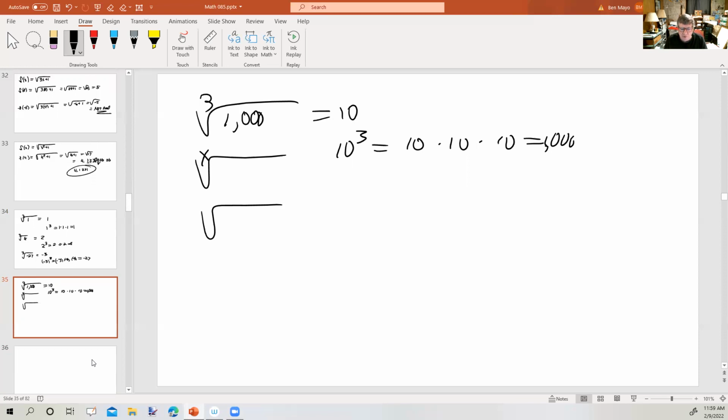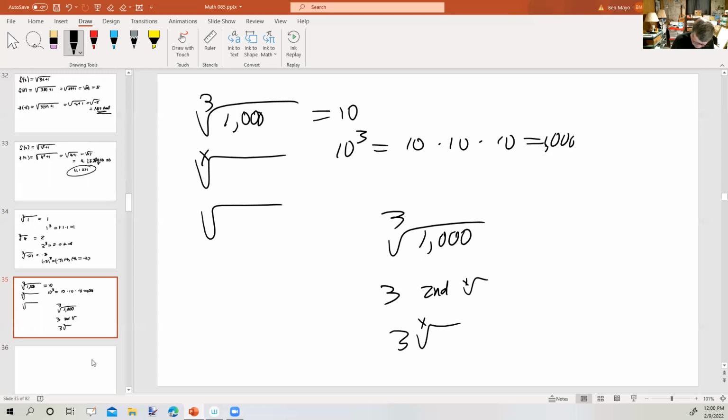But what you have to do on your calculator, at least on the TI-30X2, is you put the index in first. So if I want the cube root of 1,000, with my calculator cleared, I type in a 3, then I type the second and the X root button. So now I have that. I put in the 1,000, and then I push equals.